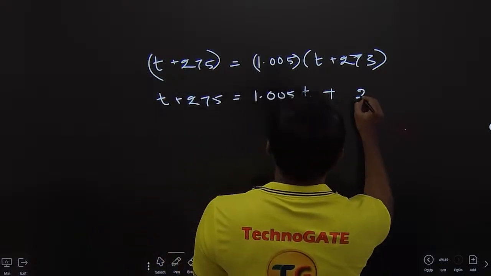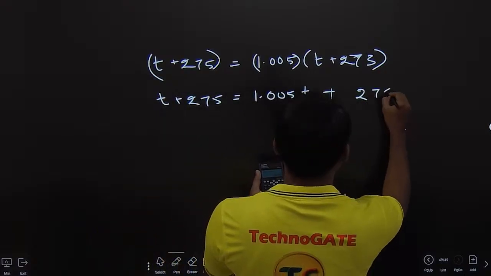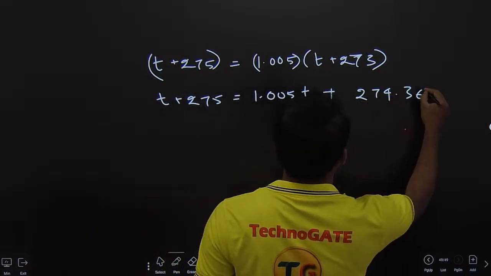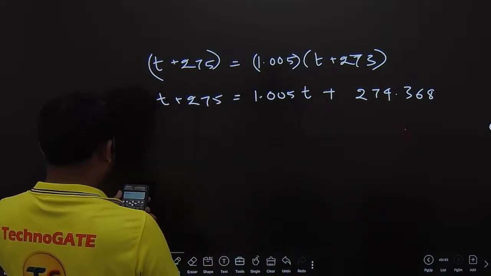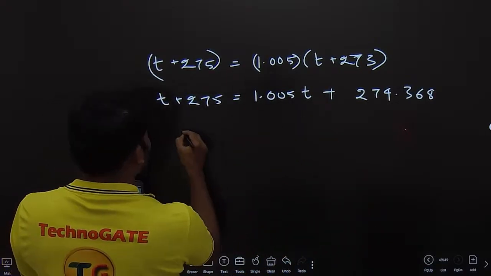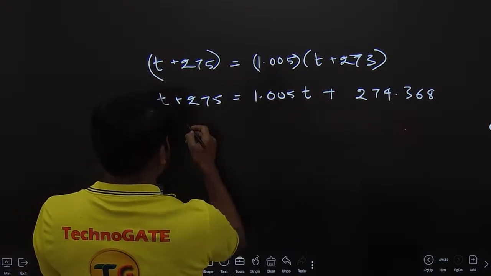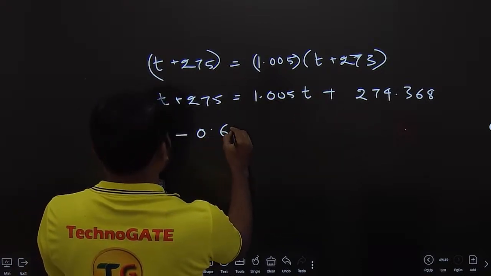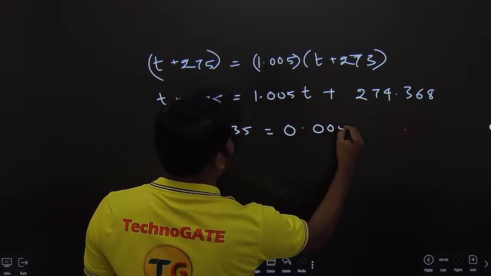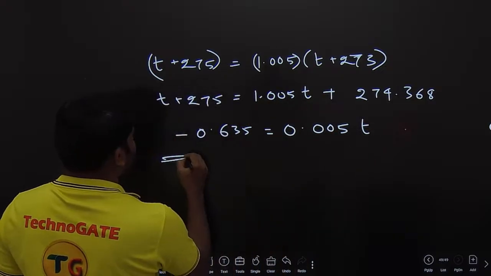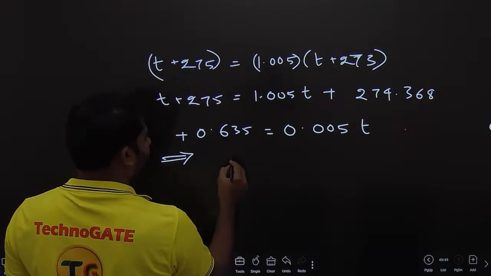240, this value is equal to 274.368. And then if you bring this to that side, minus 275, it is minus 0.635 is equal to, when you take that side, 0.005T. This means it is not negative, it's positive actually.